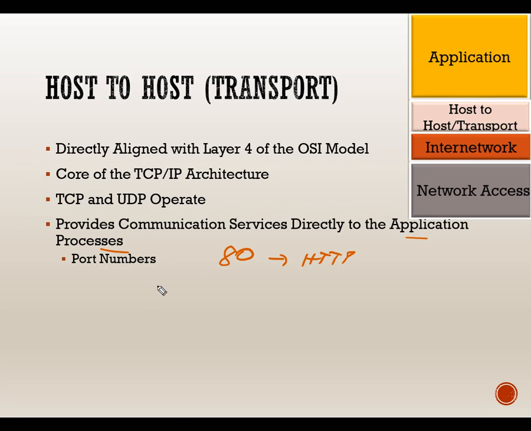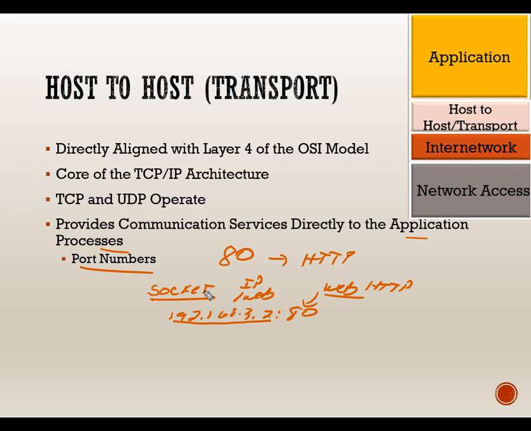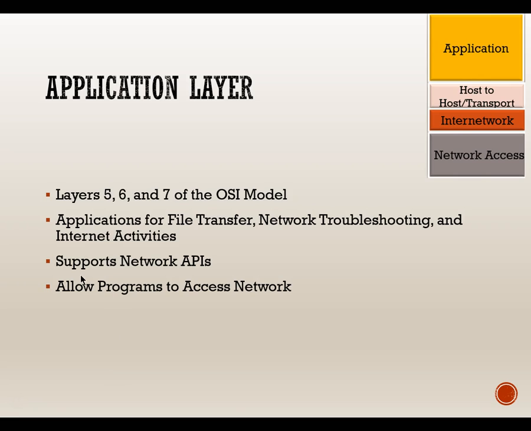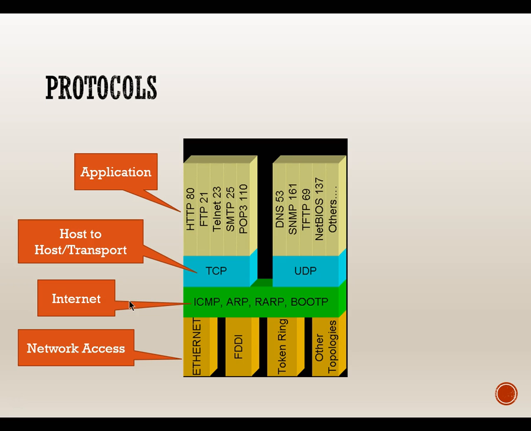We're going to have a thing called a socket. A socket is an IP address, like 192.168.3.2, and a port number. This says that 192.168.3.2 is the IP address of the web server, and 80 says go to the web application, the HTTP application at the application layer. So port numbers are used along with IP addresses to create a socket, which gives us a connection, much like an electrical socket. When you plug it in, you get electricity out. When you plug in a socket with TCP and IP, you get information out. The application layer covers layers 5, 6, and 7 of the OSI model: applications, file transfer, troubleshooting, internet activities. It supports network APIs, application programming interfaces, and allows programs to access the network. So all of those different things we talked about in the upper three layers are lumped together.